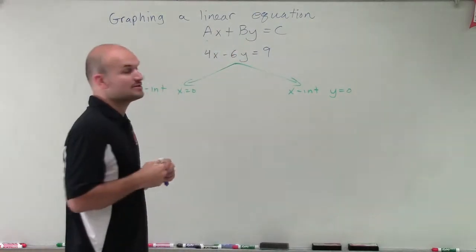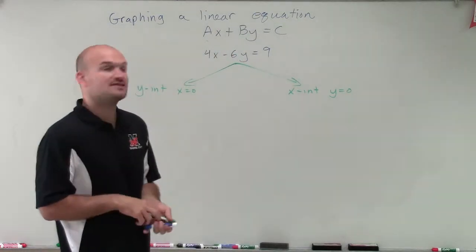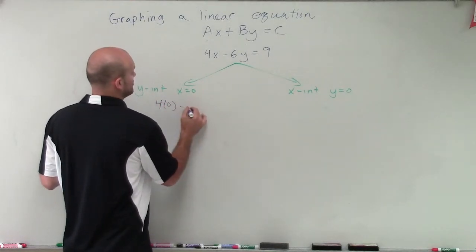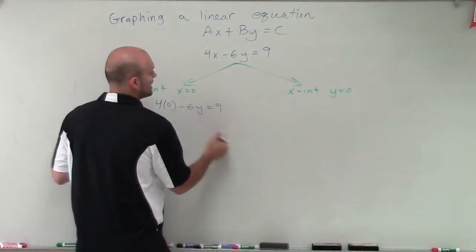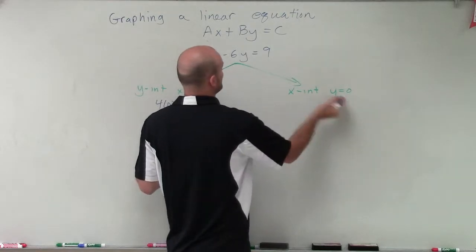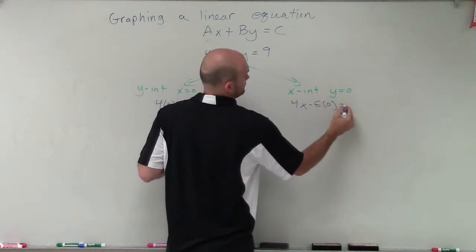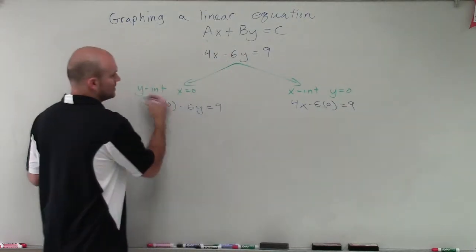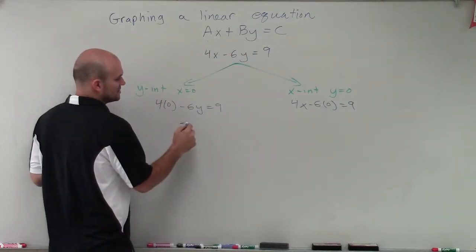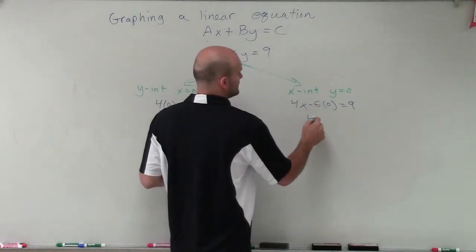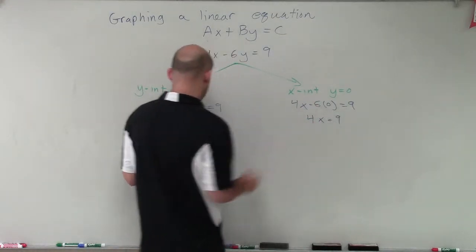So now what I'm going to do is I'm just going to plug in 0 in for x and then solve for y. So I have 4 times 0 minus 6y equals 9. For my x-intercept, I'm going to plug 0 in for y and solve for x. OK, therefore, 4 times 0 is just going to be 0, so I'm left with a negative 6y equals 9. And over here, I'm left with a 4x equals 9.